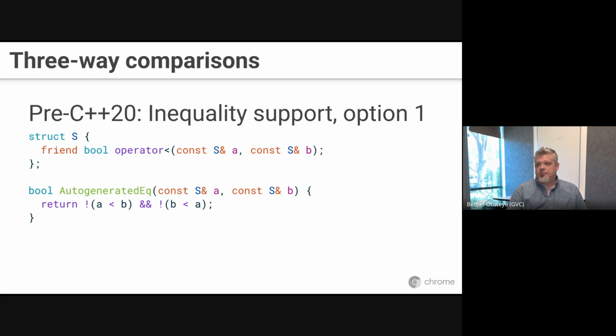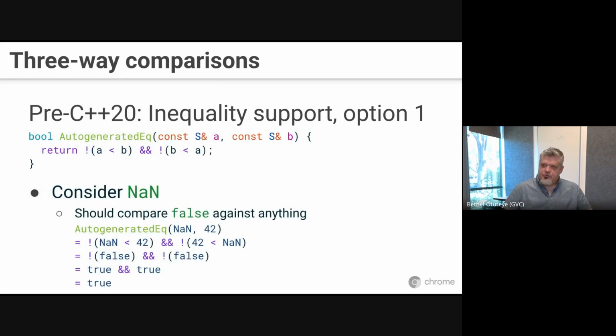It's actually possible with just less than to synthesize an operator equals. So some people don't even define equals at all. And some algorithms only require you to pass a less than or less than like comparison predicate in. You can synthesize it the way that I'm showing in this auto-generated eq function, where you just say, well, if A isn't less than B and B isn't less than A, then they must be equivalent. So there's a problem with this.